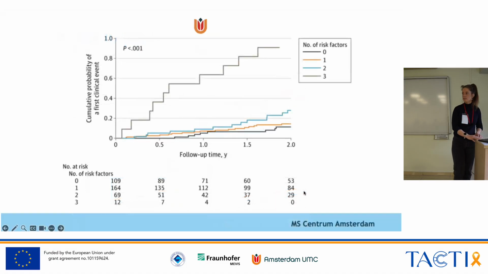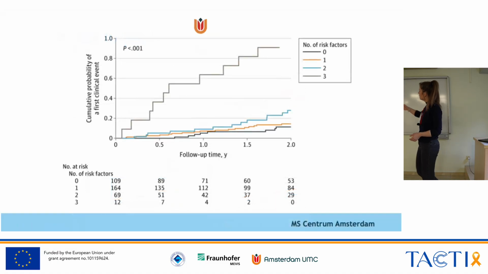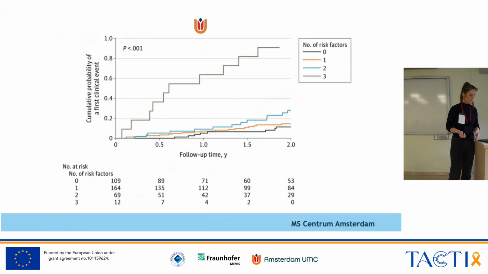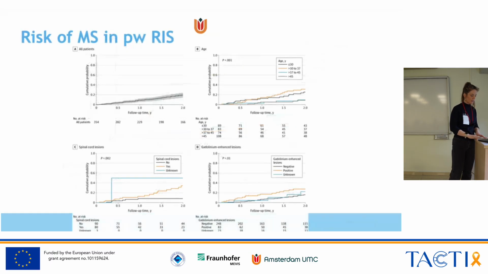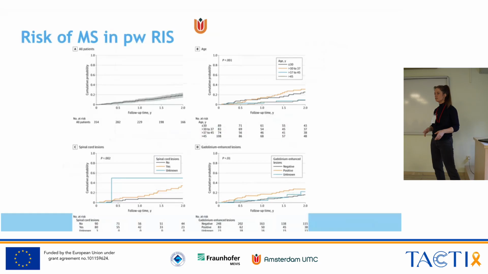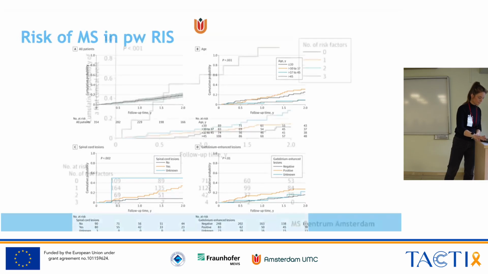And if you combine that in a risk stratification, you can see that this is a graph that looks at the number of risk factors that are present. You can see that the chances rise up to almost 100% if you have 3 risk factors. So if you have a young person with spinal cord lesions and also contrast enhancement, there is almost 100% risk that a patient will develop clinical symptoms anyway. So there you make a diagnosis of MS and you could start treatment to prevent that.